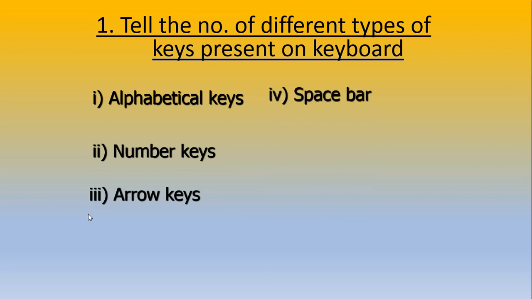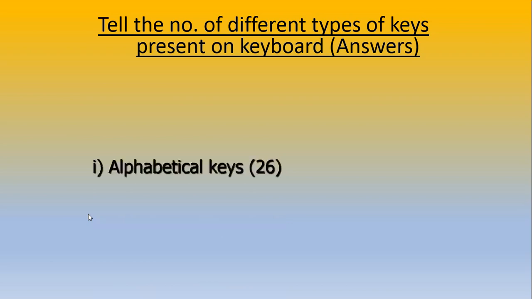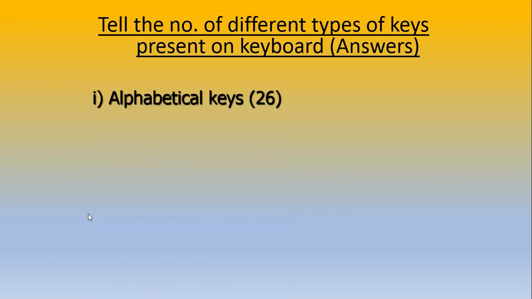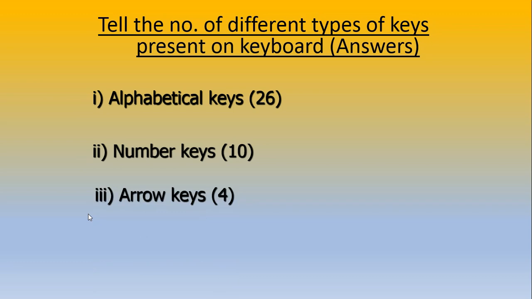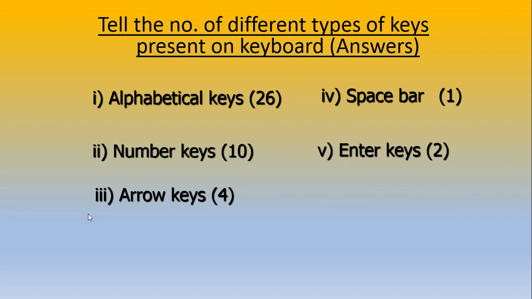How many spacebars are there? Spacebar is the longest key on the keyboard and there is only one spacebar on the keyboard. How many enter keys are there on the keyboard? There are 2 enter keys on the keyboard. Let us revise once again. There are 26 alphabetical keys on the keyboard. There are 10 number keys on the keyboard. There are 4 arrow keys on the keyboard. There is only one space bar on the keyboard and there are 2 enter keys on the keyboard.